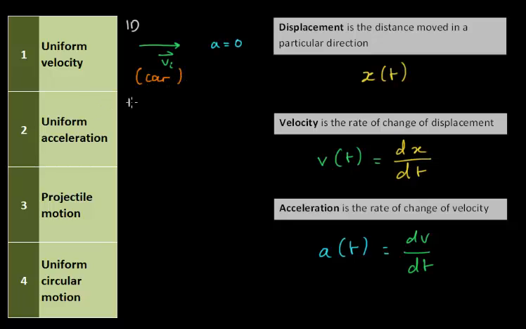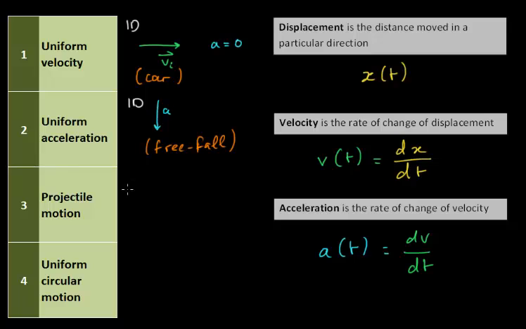Then uniform acceleration, we are in 1D as well, and as its name indicates, it's simply when we have a constant acceleration in a certain direction. And for example, this happens with free-falling bodies, which are experiencing an acceleration due to gravity.